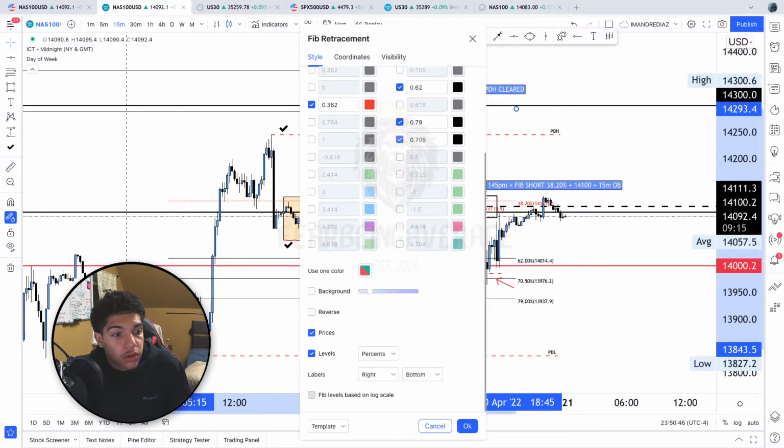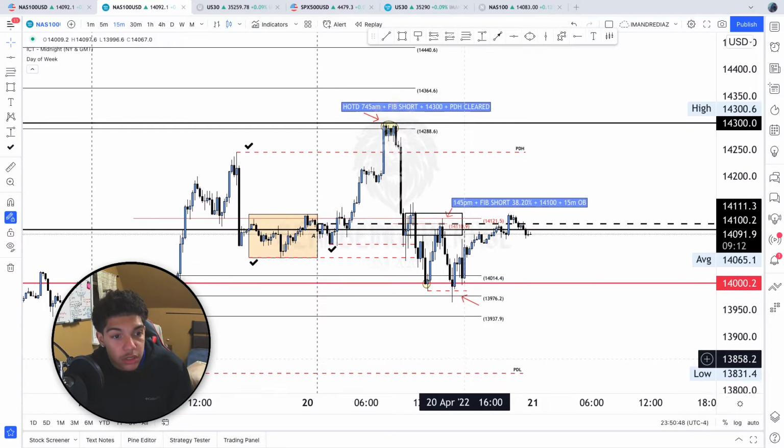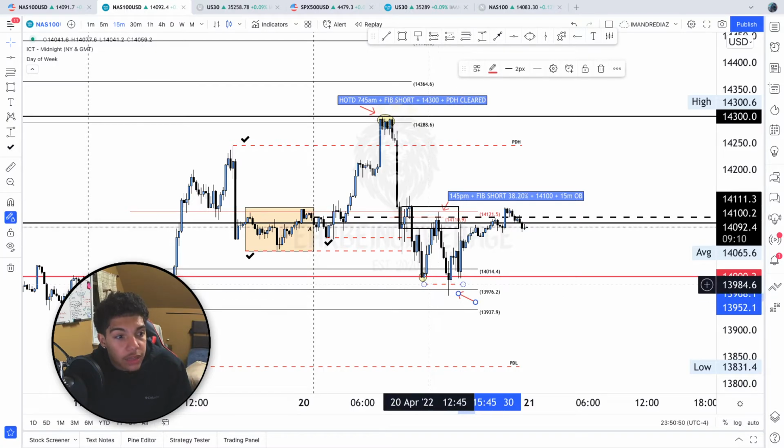Let me get rid of these. I don't like having the levels no more. I just like having the prices. But you can see that price had this false break and tapped into the 70.50% right in here. And then from here, price started to expand to the top side.